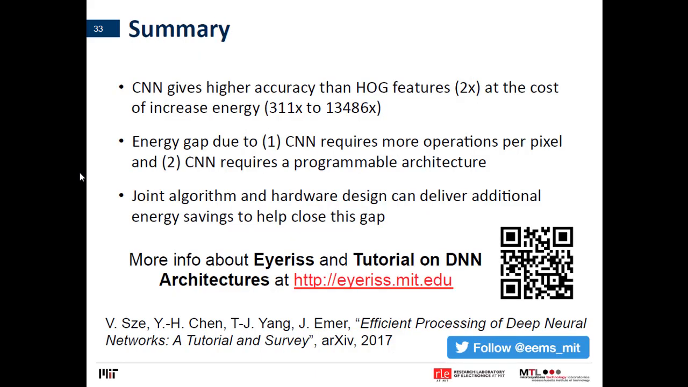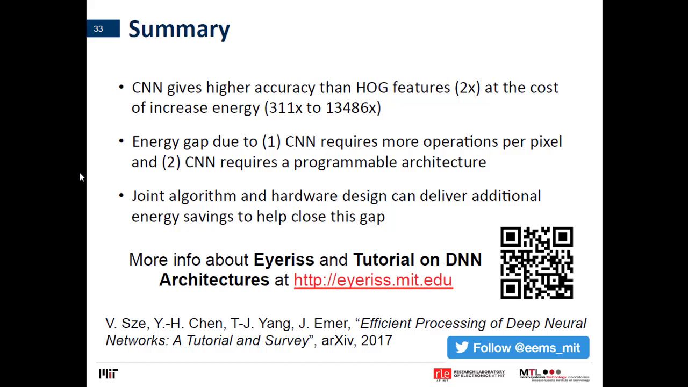So to summarize, we know that CNN gives about 2x higher accuracy for orders of magnitude increase in energy compared to HOG. This is primarily due to the fact that CNNs require more operations per pixel, but also because you need a programmable architecture to manage that very large network. And one way to close it is by looking at joint algorithm hardware co-design.